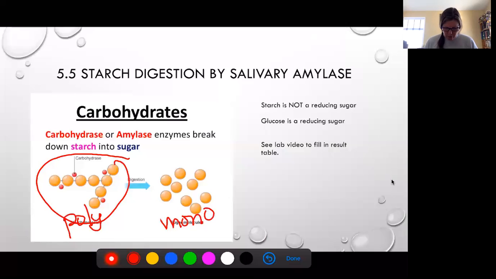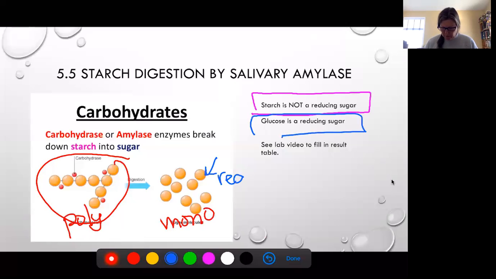Now, starch, which is our polysaccharide here, is not a reducing sugar. If you look back in your reducing sugar test, starch did not give you a positive result. Glucose is a reducing sugar. So this is a reducing sugar here. This one is not.